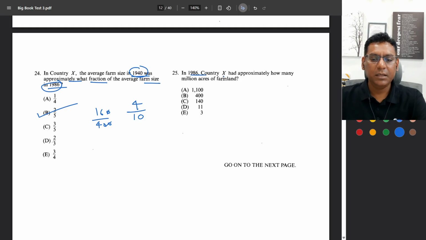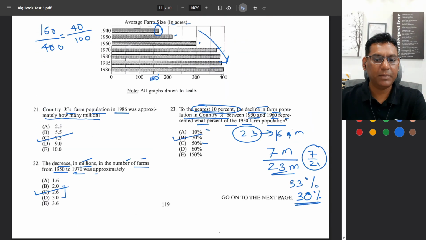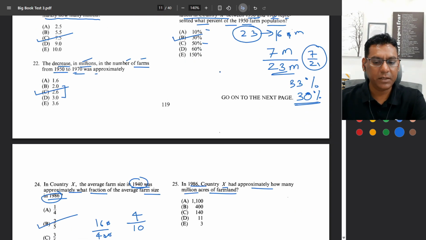1986, the country had approximately how many million acres of farmland? How many million acres of farmland in which year, by the way? 1986.